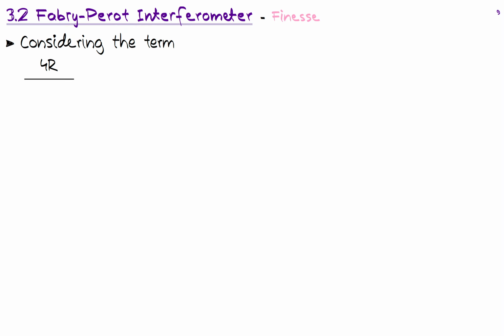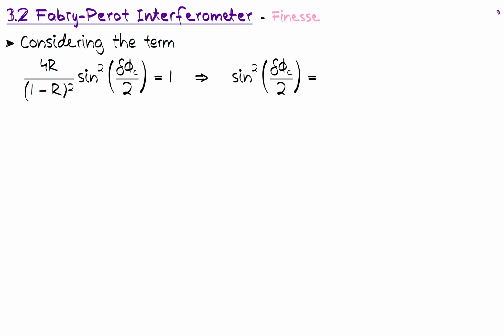So let's consider the term 4r divided by (1 minus r squared) times sine squared of delta phi c divided by 2, squared. Sorry, this was already squared, as I mentioned. And this is basically unity. So what we get out from there is that the sine squared term is equal to (1 minus r squared) divided by 4r. And this is approximately 0 for r values that are close to unity. We are most of the time interested in Fabry-Pérot interferometers made using high reflection coefficient mirrors, so this is a good approximation to make.